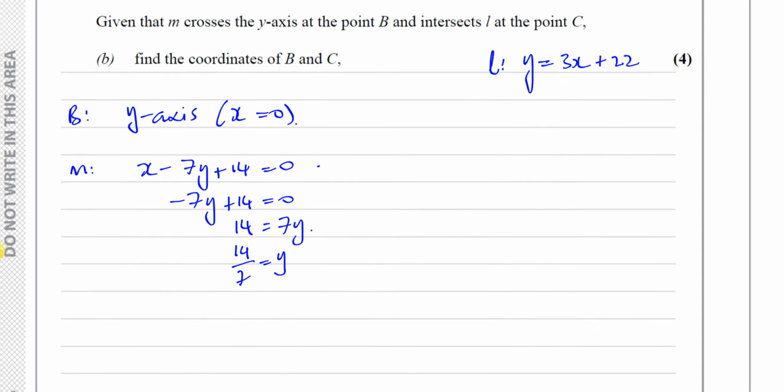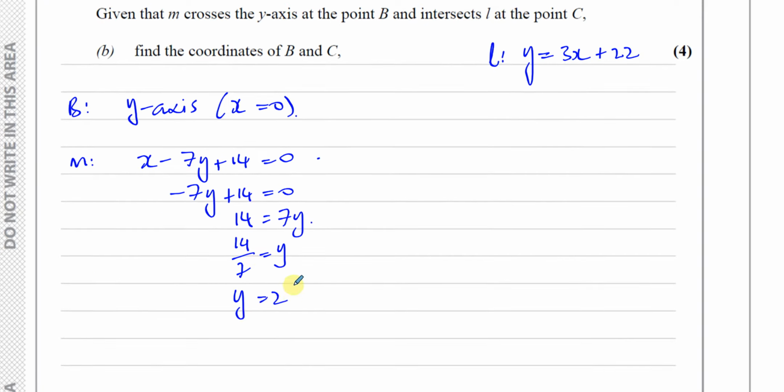So we know that the y coordinate of this point B is equal to 2, and we know that it passes through the point x equals 0, which is on the y-axis. So the coordinates of the point B are 0, 2. So that's how you can find where it crosses the y-axis, and we found the point B.